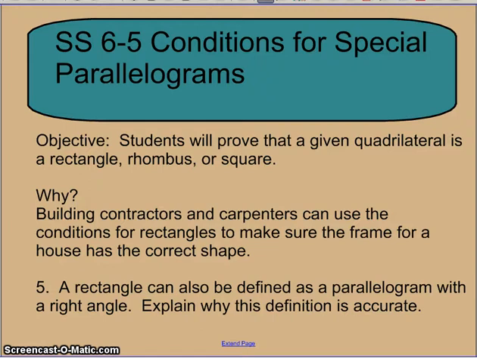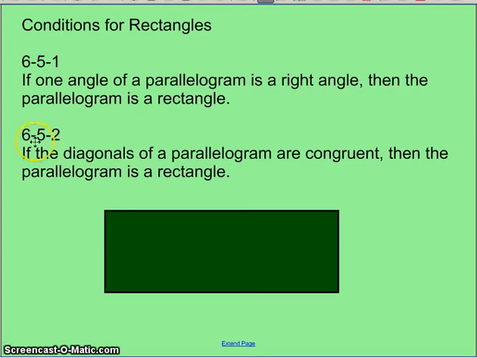This is section 6.5, Conditions for Special Parallelograms. So in this section we're going to be using some of the same properties that we've been learning over the last few sections. But this time we're going to show that it's a parallelogram in order to show that it's a rectangle, rhombus, or square. So make sure you get the title in your notes. Make sure you get number 5. You can read through the objective and why on your own. And we're going to get rolling here.